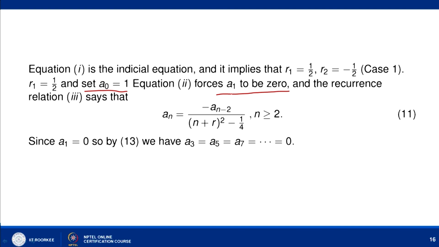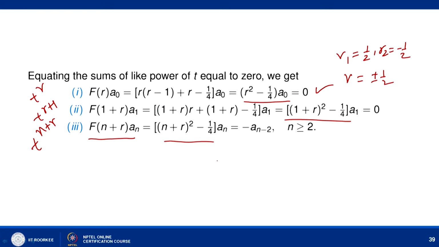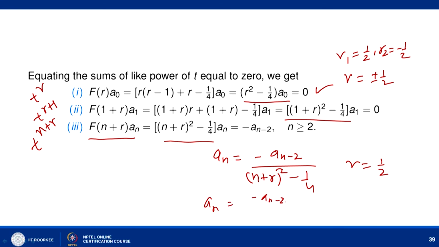So, we can say that since a1 equal to 0, then by the recurrence relation that is obtained from the last equation, we can simply say that a n equal to minus a n minus 2 divided by (n plus r) whole square minus 1 by 4, and when r is equal to half, a n equal to minus a n minus 2 divided by (n plus half) whole square minus 1 by 4. You can further simplify this.